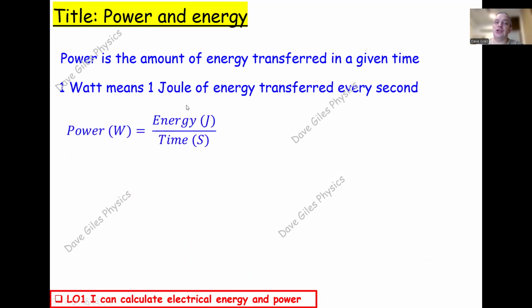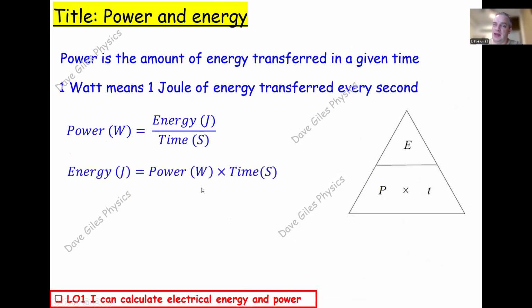So power is energy divided by time, or rearrange that, and we get energy as power times time. Energy in joules, power in watts, and time in seconds. Be careful of the time bit. Quite often it will give you it in other units and you will need to convert. If they give you it in minutes or hours, you need to multiply by 60, or if it's an hour, 3,600, because there are 3,600 seconds in an hour.